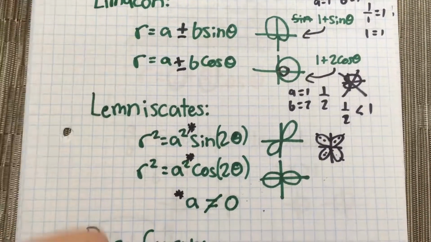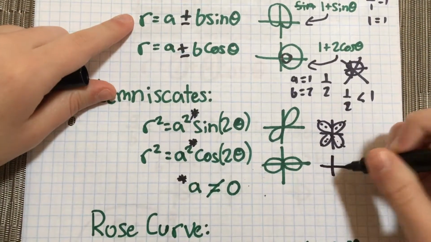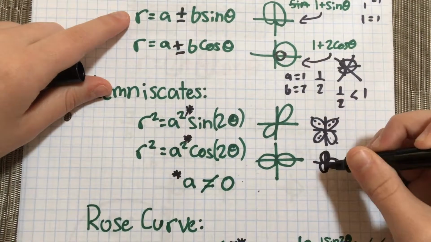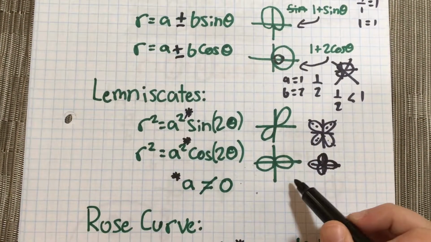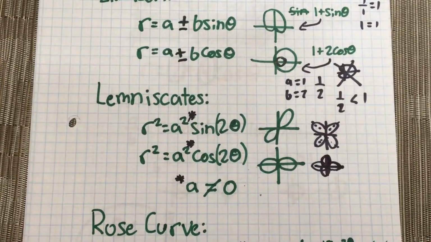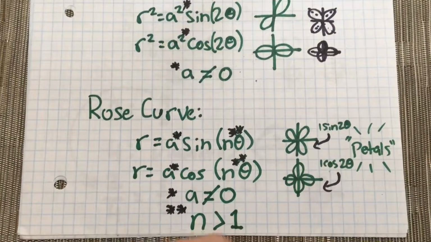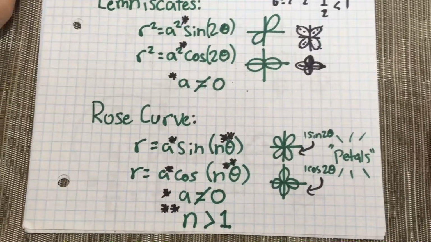In this one, it's going to be along the actual axis itself. So it'll be over here, or it'll be over here. But in either case, instead of a diagonal, it'll be horizontal or vertical. And this is kind of a theme that you're going to see in the rose curve as well, which is the third type of graph.